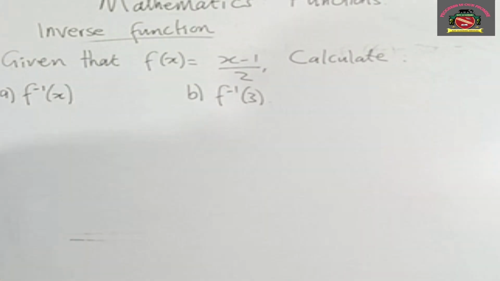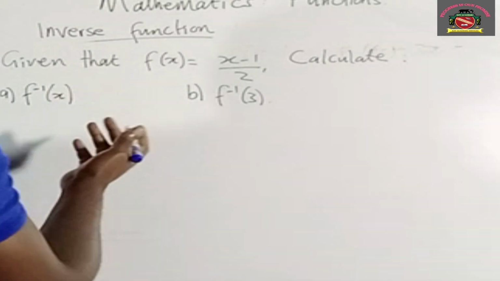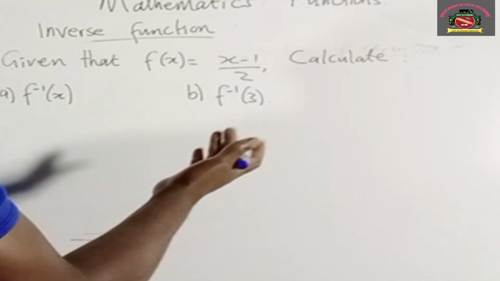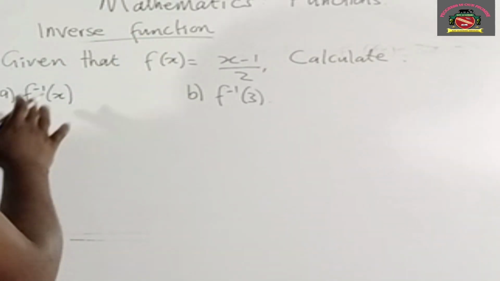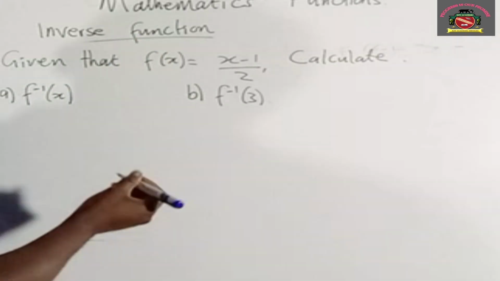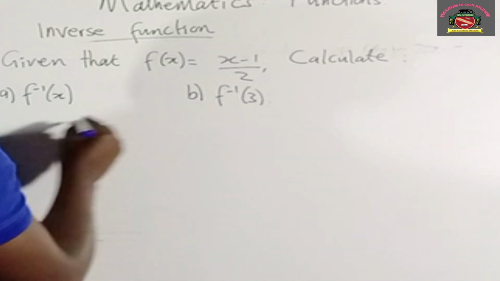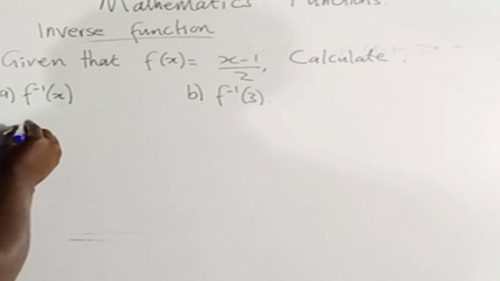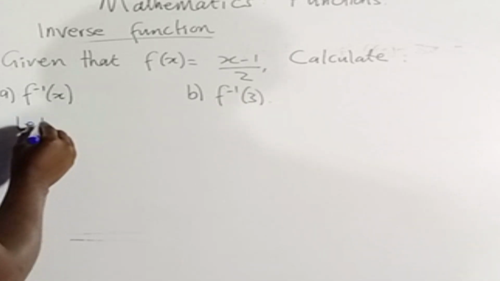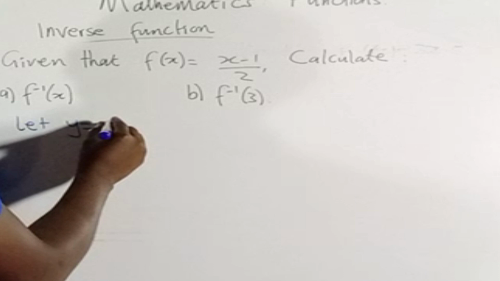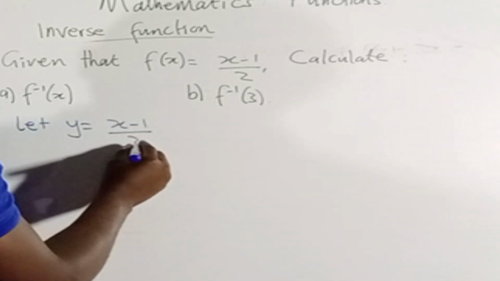Okay, so if we start with A, let's look at what has been given to us. If you are given that f of x is equal to (x minus 1) over 2, we calculate f inverse of x. This is very simple because basically we say let y be equal to (x minus 1) over 2.